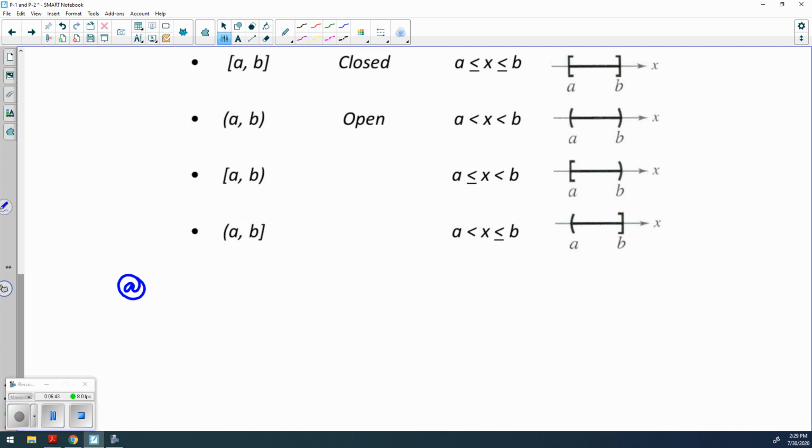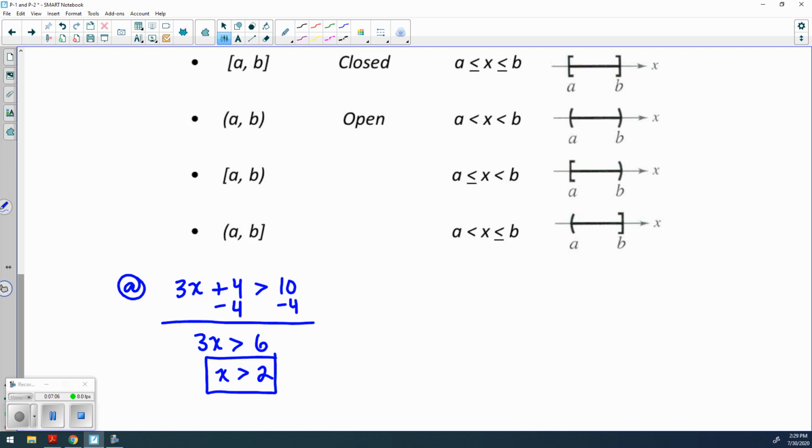Here's example A. Let's solve 3x plus 4 is greater than 10. I need to isolate the variable, so subtract 4 on both sides: 3x is greater than 6. I'm going to divide both sides by 3. I think by this point you can do that mentally. So x is greater than 2, and that's my answer.